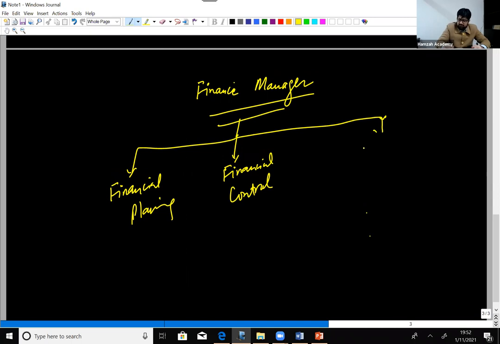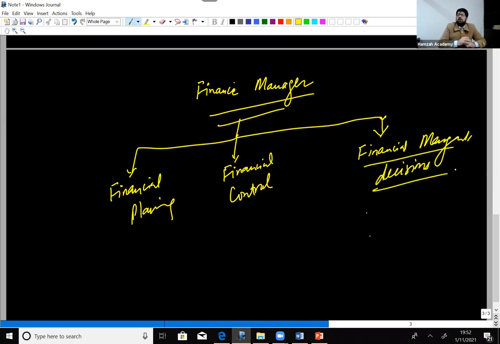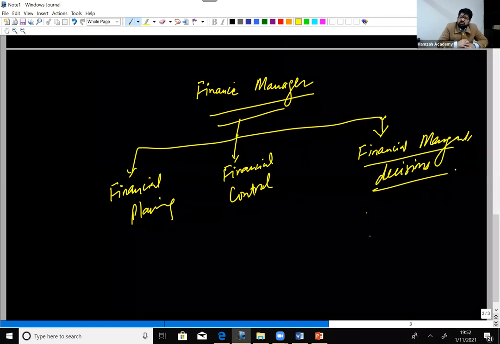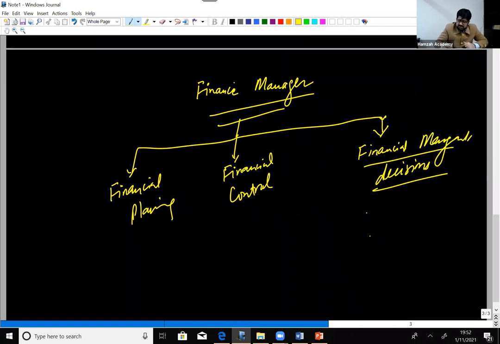Decision making. Financial management decisions have to be taken. What are the three decisions? The first one is investment decision. Investment appraisal, that whether the company should make an investment or not. Investment decision is the first thing. Investment appraisal. We will study how to do it.